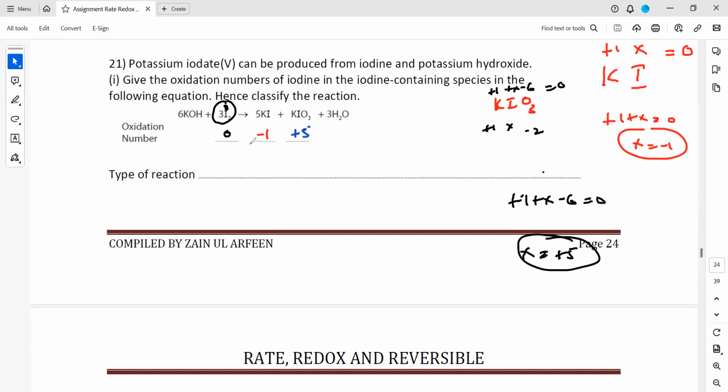So you can see in this case the 0 becomes minus 1. If the 0 has turned into minus 1, what do we call this change? We call this change a reduction. And 0 becomes plus 1, so this change is called oxidation. For a reaction in which the same element is oxidized and reduced, what do we call this type of reaction? We call that a disproportionation reaction.